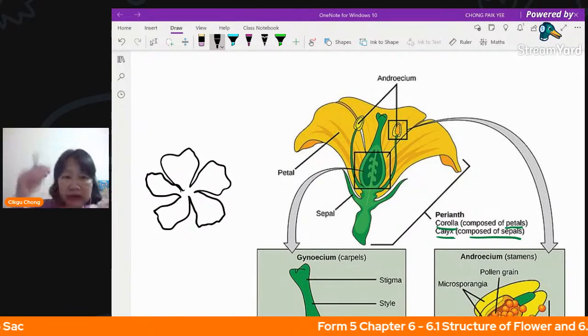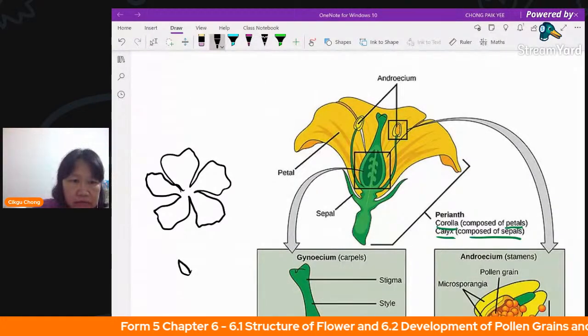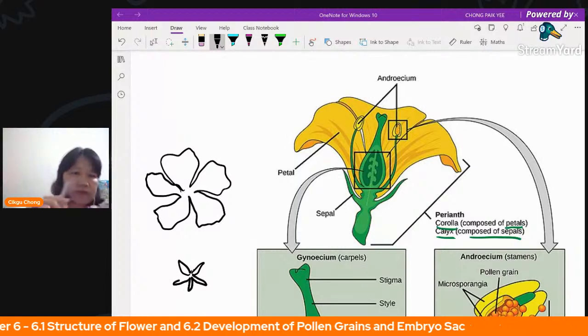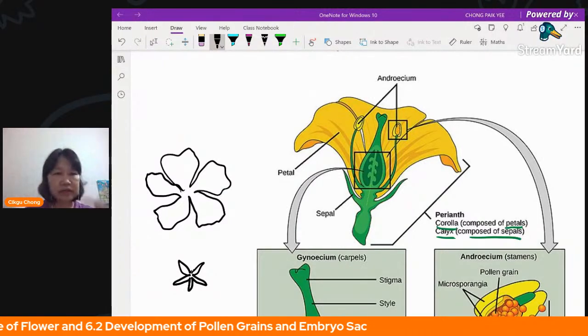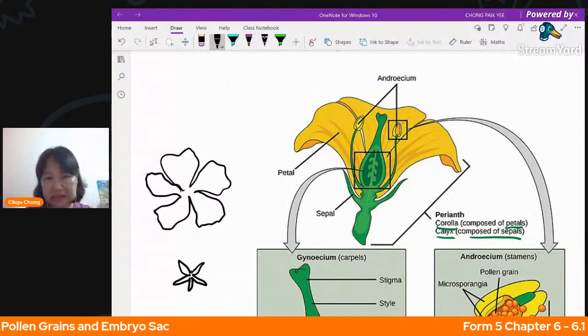So if you look down from the top, your sepal will look like this. 1, 2, 3, 4, 5. Looking down like that. All right, so this corolla is sitting on top of the calyx. Now that is what you mean by the perianth.